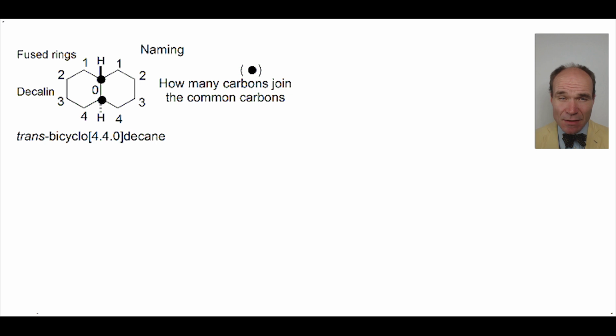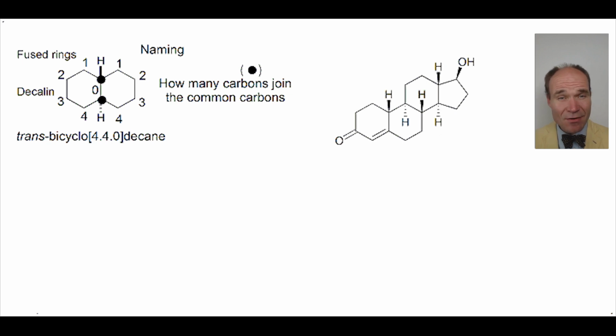Now, this particular fused ring structure occurs quite commonly in natural molecules known as natural products, such as steroids. Here we see the steroid testosterone, and within it you can see the structure of trans-bicyclo[4.4.0]decane.